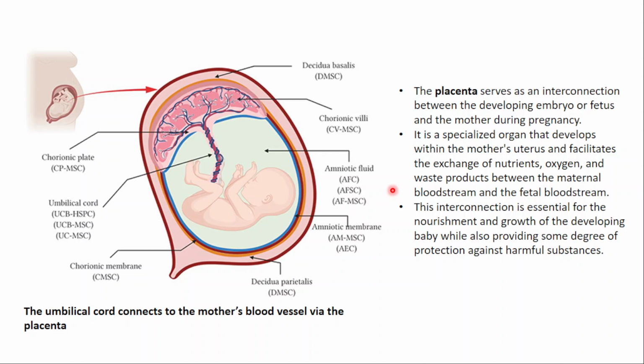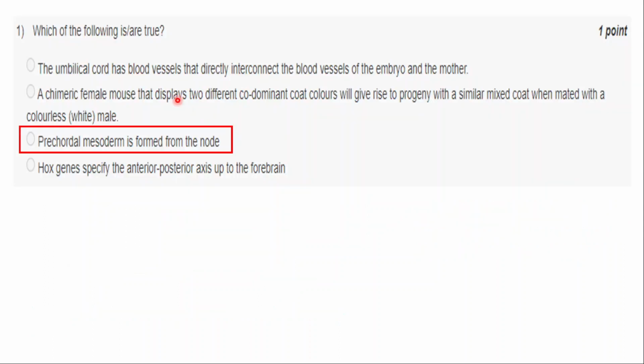So the umbilical cord consists of two arteries and a vein. You see here, this is the chorionic plate. This is the umbilical cord. The umbilical cord connects the placenta to the fetus. We have the chorion, the decidua basalis, and villi. These form the placenta. So the first option, umbilical cord has blood vessels that directly interconnect the blood vessels of both the embryo and mother, is not true. The correct statement is that the placenta has blood vessels that directly interconnect vessels of the embryo and the mother.